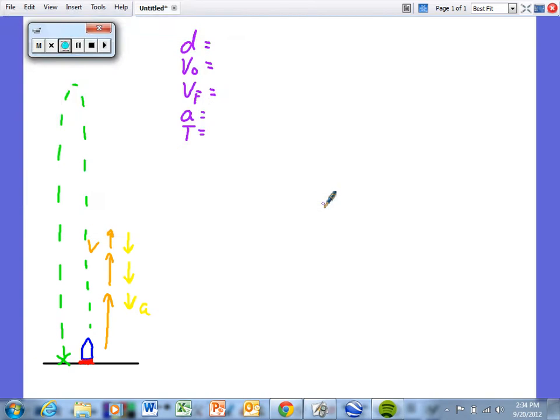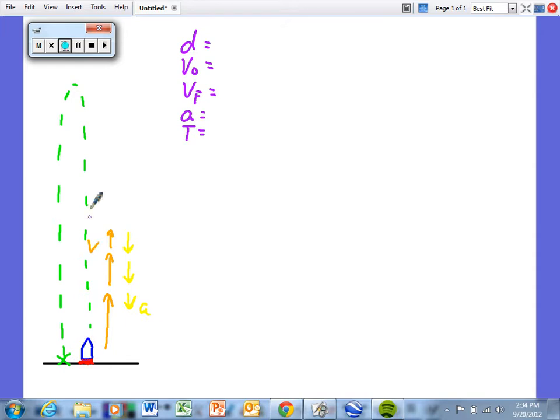Alright, this problem is problem 17 from the review sheet. That problem is: a physics student launches a bottle rocket into the air with an initial velocity of 24 meters per second. How long does it take the rocket to land back on the ground? Here's my rocket down in my bottom left hand corner.